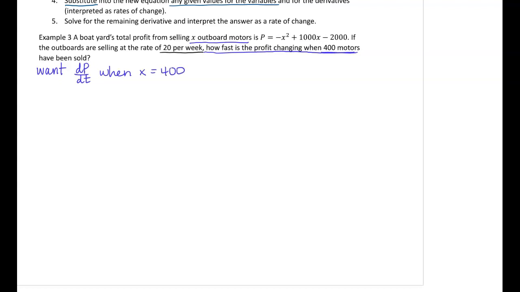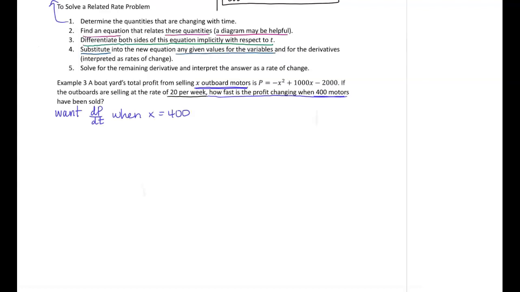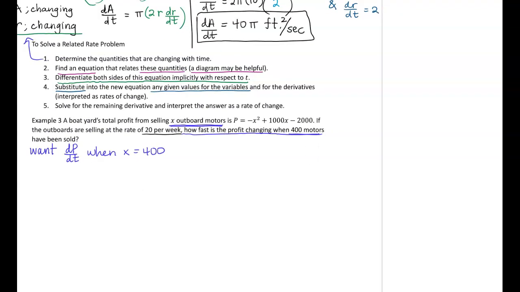X represents the number of motors, x is outboard motors there. And we do want dP/dt because their profit function is changing with respect to time. Profit is changing with respect to time. All of our related rates problems are going to be changing as time goes on. They tell us that they're selling at a rate of 20 per week. So their profit is changing depending on time. So let's go in and differentiate both sides of the equation. I don't really need to make a diagram for this.